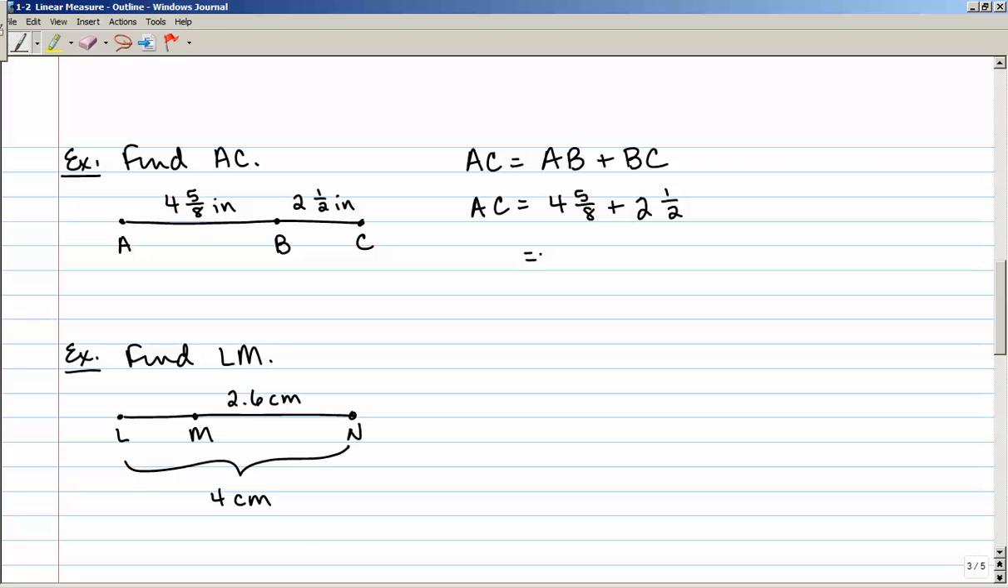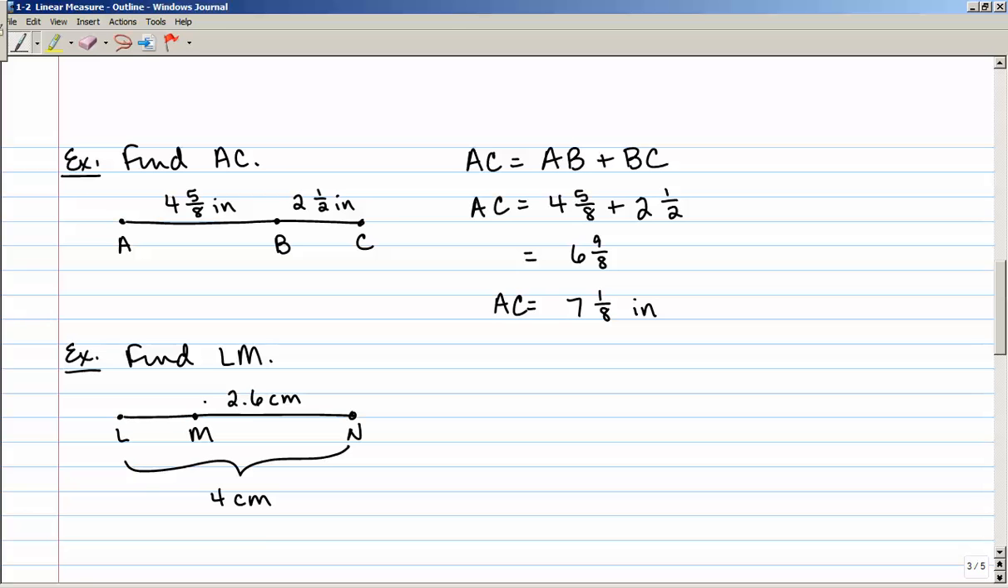And when I go ahead and add those, that's going to give me 4 plus 2 is 6, and 5/8 plus basically 4/8 is 9/8. Let's clean that up a little bit. That's going to be equal to 7 1/8 inches. Oops, the length of AC is 7 1/8 inches.